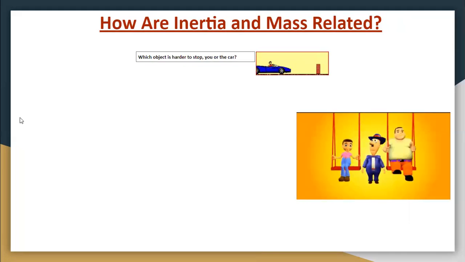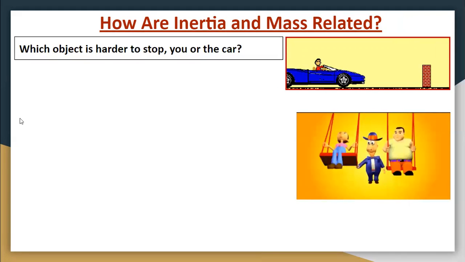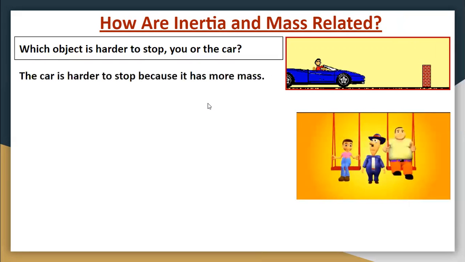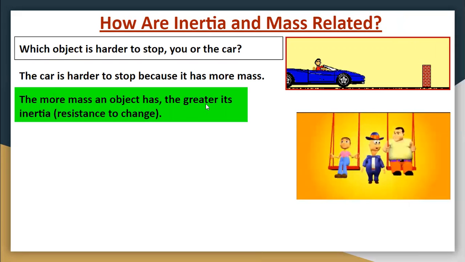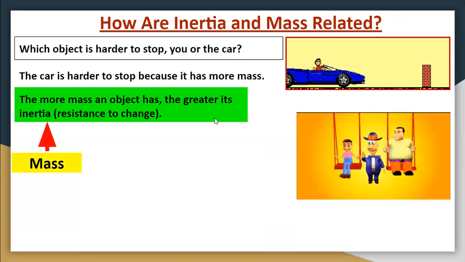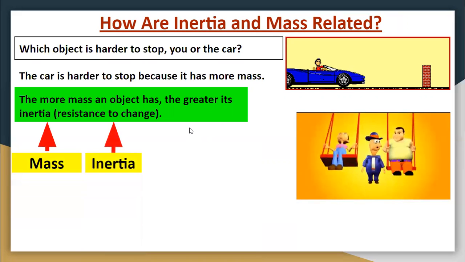How are inertia and mass related? Which object is harder to stop, you or the car? We'll talk about the bottom in a minute. The car is harder to stop because it has more mass. The more mass an object has, the greater its inertia or resistance to change. If you look at the guy on the right there, he's applying the same amount of force to both the little girl and the guy. Notice how much more the girl is moving than the guy, because the guy has more inertia, more mass. So as mass increases in an object, inertia increases.